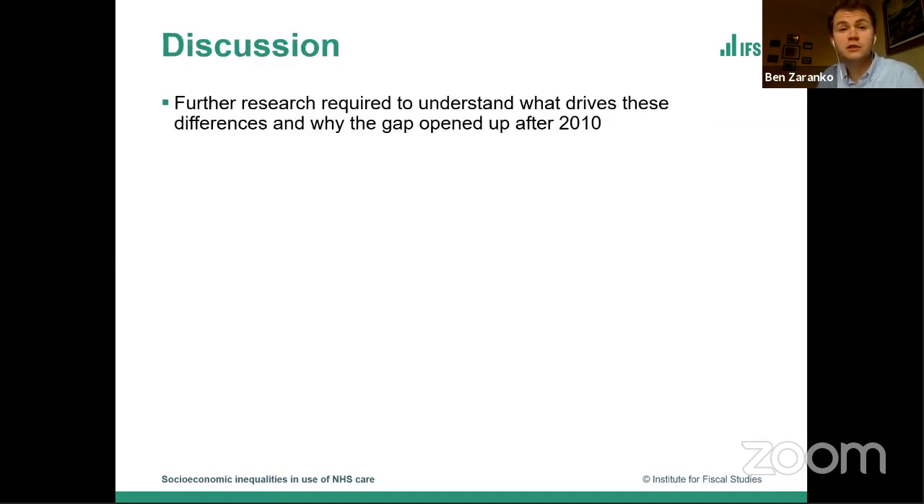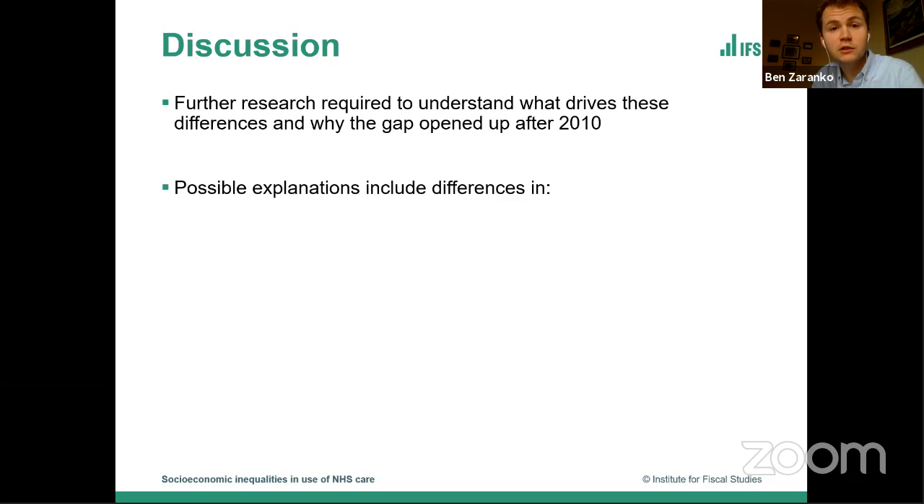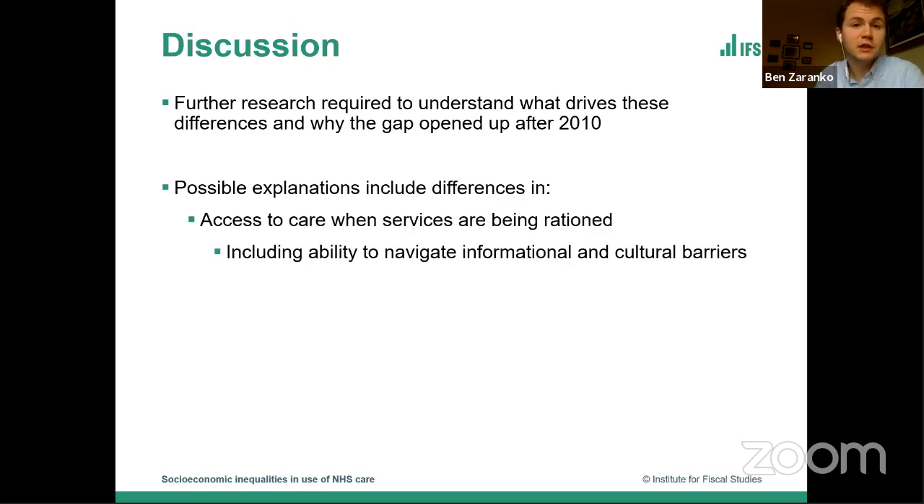Now, further research is going to be required to understand better what's exactly driving these differences, how they might be addressed, and precisely why it is that the gap opened up after 2010. But there are a number of potential explanations. So these include differences across groups in their ability to access care when services are being rationed in a period of austerity. So that might be higher educated individuals find it easier to navigate bureaucratic hurdles or informational barriers. And relatedly, you might see differences in referral behaviour from healthcare professionals.